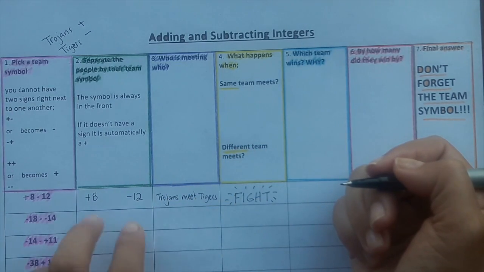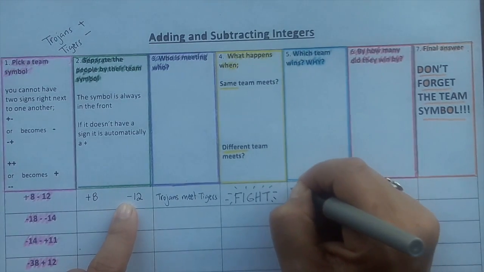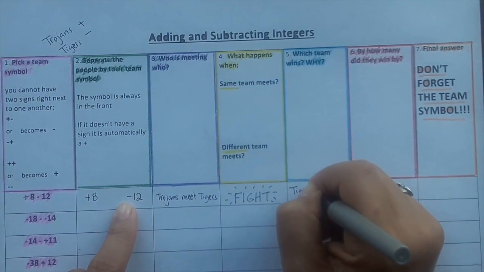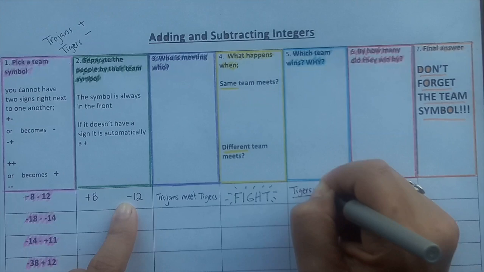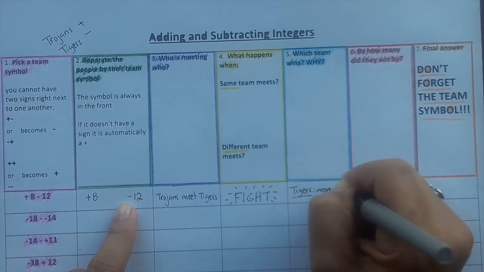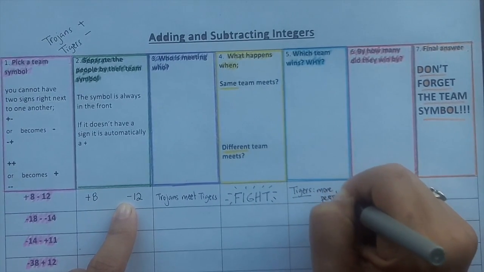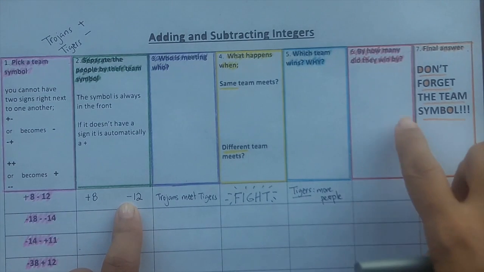Alright, so which team wins? After they fight, the one with more people is going to win. So in this case, the negative team wins. So you're going to write down Tigers are going to win. And why do they win? Because they have more people. So you're going to write down Tigers, more people.